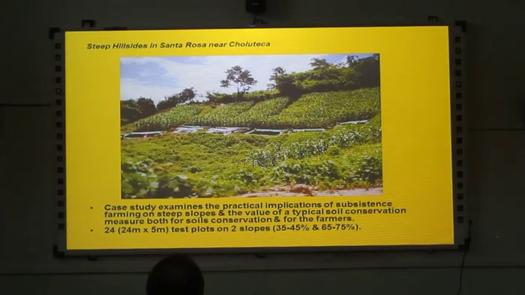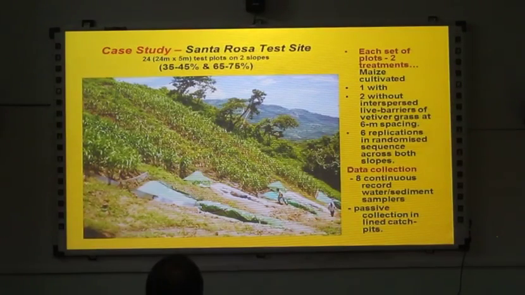And the way that soil is being collected, I was not terribly happy about, is by basically catch pits with occasional recorders on some of the sites, sort of recording runoff from little flumes. The standard test plots were 24 metres by 5 metres, two slopes we've studied, 35 to 45, 65 to 75, both of which were close together and on the side. There we are, that's the steeper slopes.